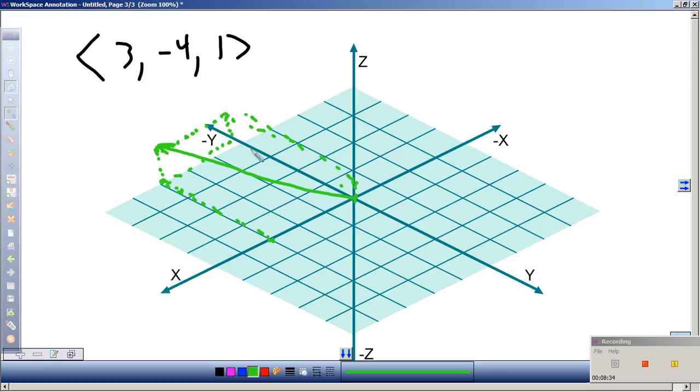But the goal is to do something to make sure it looks 3-dimensional. And it gets a bit more challenging. That is the big challenge of 3-dimensional graphing on 2-dimensional paper.